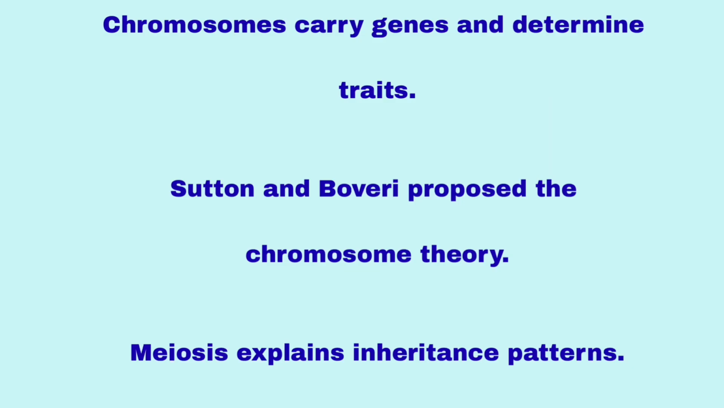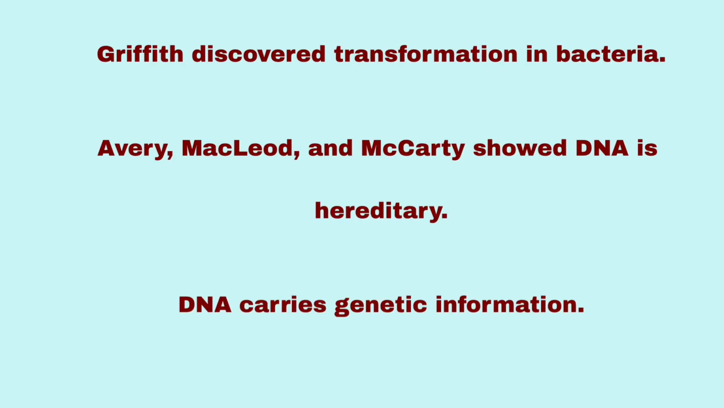Now let's talk about the chromosomes. Chromosomes are thread-like structures that are found in the nucleus. They carry genes. The chromosome theory of inheritance was given by Sutton and Boveri. Genes are present on the chromosomes. So what are the discoveries of the DNA done by different scientists?